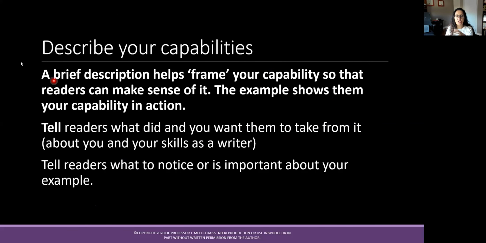So what you're going to want to do then is describe your capabilities. And it's a good idea to have a brief description that frames your capabilities. And this way your reader can make sense of this, right? So you want to tell your readers not just what you did in the past. You want to make sure that you tell your readers what you want them to take away from it. This is why when I talk about putting together a resume, I say whatever you do, don't just list the tasks that you did at your last job. Your future employer doesn't care about that.